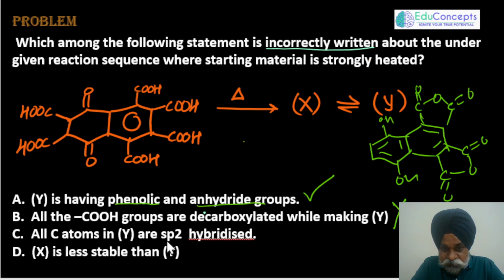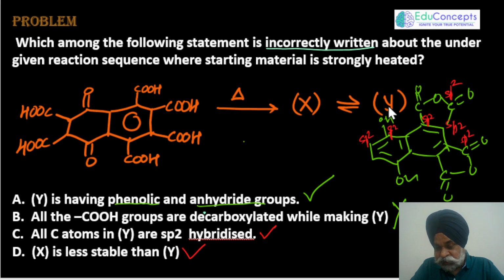All the carbon atoms in Y are sp2 hybridized. Perfect, beautiful it is. All the carbons, if you would see carefully, are having one pi bond along them. All of these carbons are sp2 because if a carbon is having one pi bond around it along with 3 sigma bonds, it is sp2 hybridized. So every carbon in this case is sp2 hybridized. X is less stable than Y. This we have already proved. X is less stable than Y.